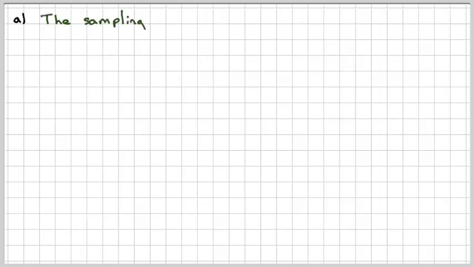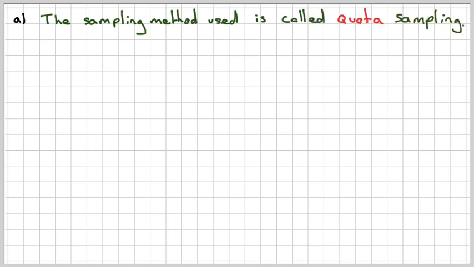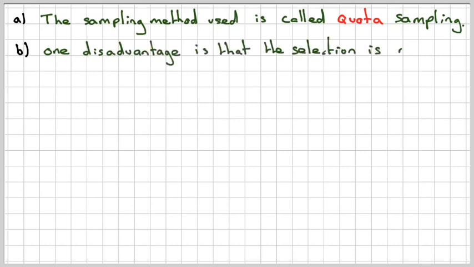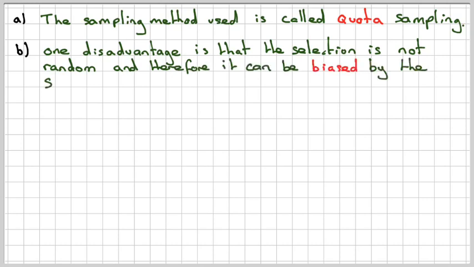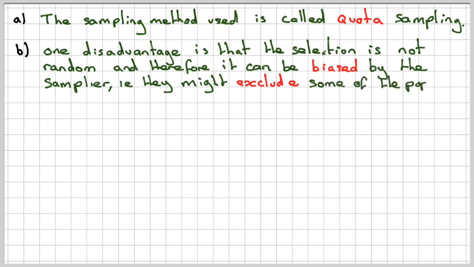Okay, so the sampling procedure method used when you're taking 20 from one and 20 from the other is called quota sampling. One disadvantage is that the selection is not random, and therefore it can be biased by the sampler, i.e. they might exclude some of the population.